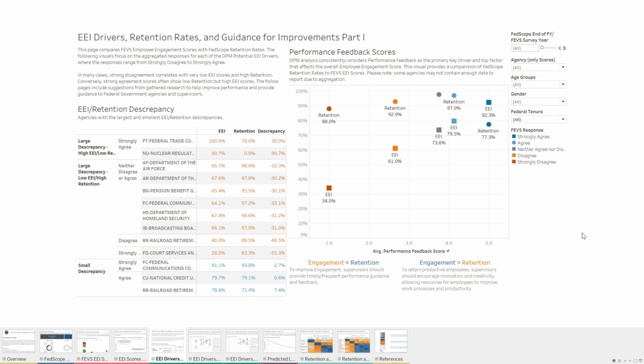But before we go any further, I do want to give a little background on the FedScope, I mean the FedView survey as well. So the survey itself ends up having 9 categories of questions. There's about 84 questions that you answer. Only about 23 of them actually matter. I'm not going to tell you which ones. You have to go read the reports.